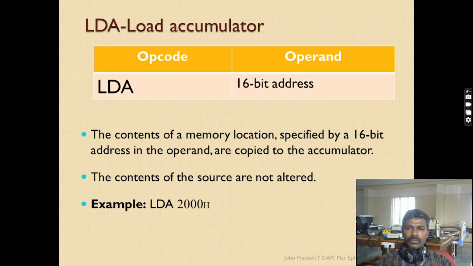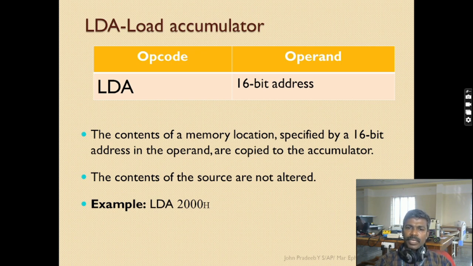Load accumulator. So what is the operation of load accumulator? The opcode is LDA and the operand is a 16-bit address. So we are loading the data from memory into the accumulator. The content of the memory location is represented by a 16-bit address. It specifies the memory location, and that memory location has some data. The data is copied and transferred to the accumulator.